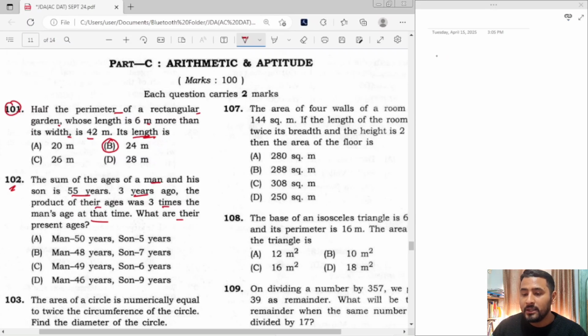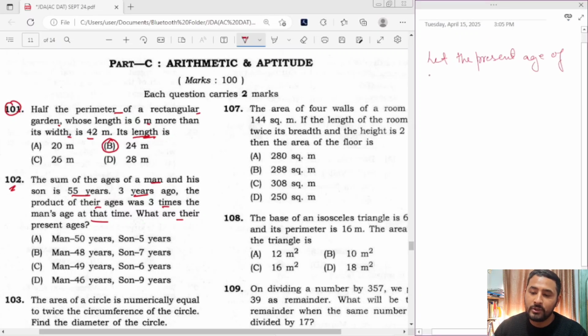So let us write: let the present age of the man be M, and the son's age be S. Clear? We'll denote it like this.